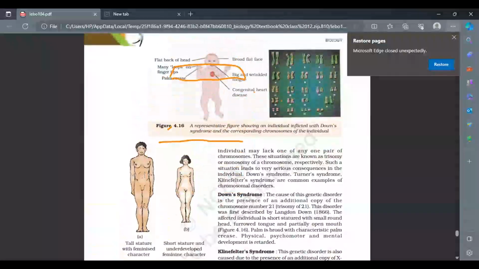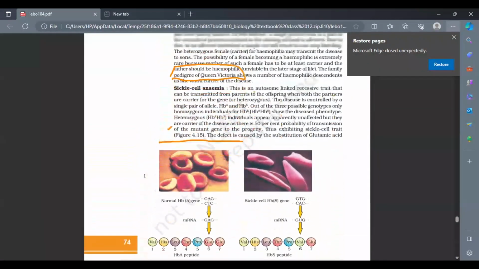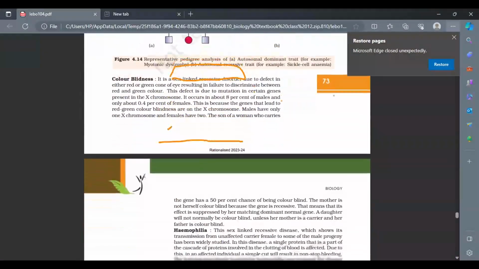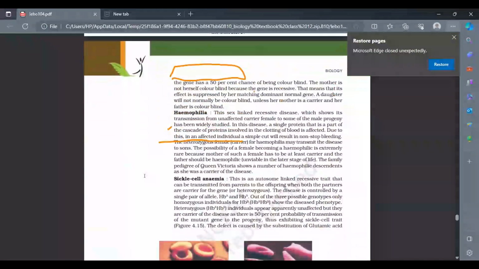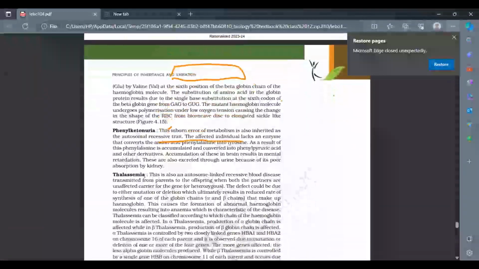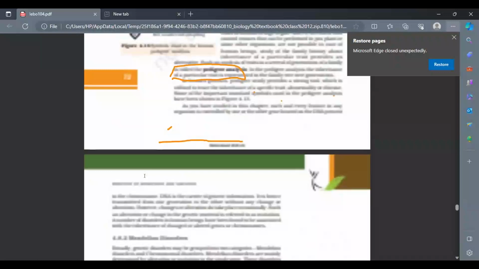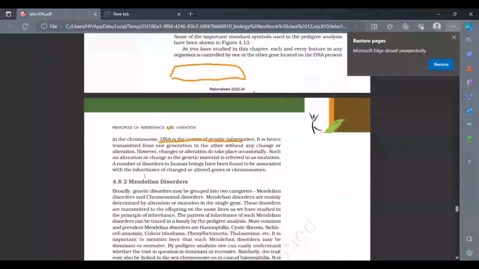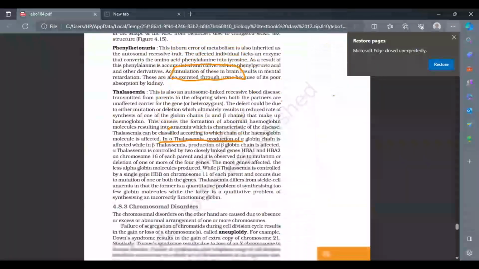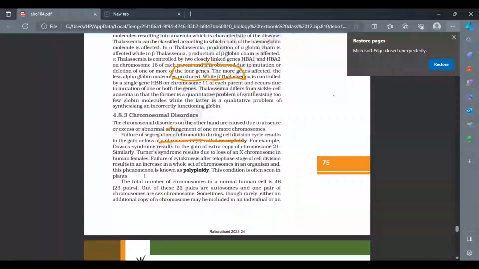Remember, all the disorders we are talking about, whatever is at least there in the NCERT, you should know about it. So again, I'll go through what we have studied: color blindness, hemophilia, sickle cell anemia, then phenylketonuria and thalassemia. These were all disorders caused by mutations, Mendelian disorders we call them, related to some abnormality in a gene. That's why we call it a Mendelian disorder.